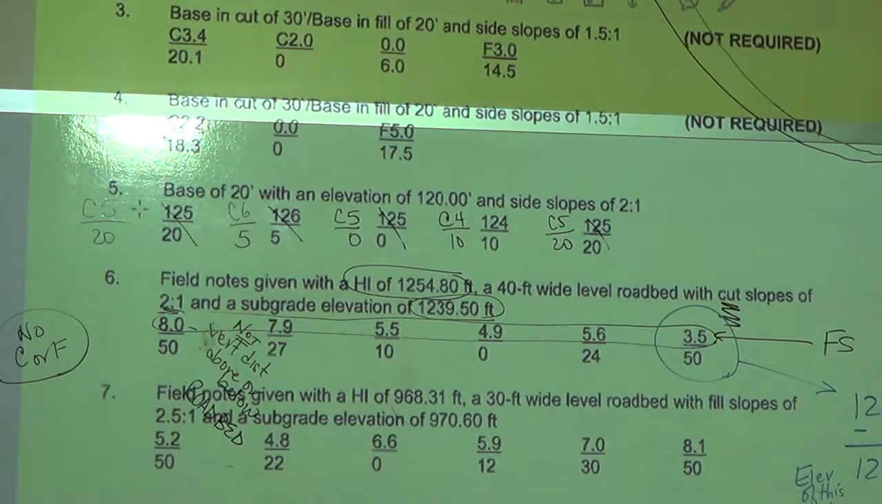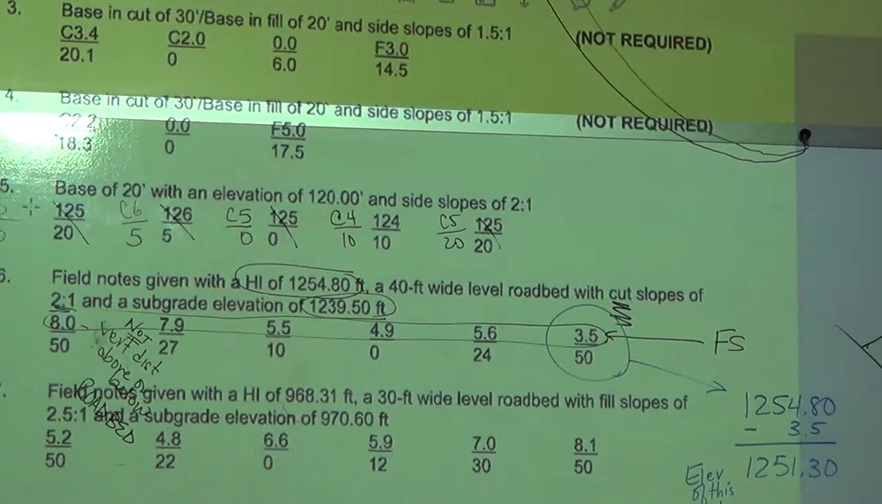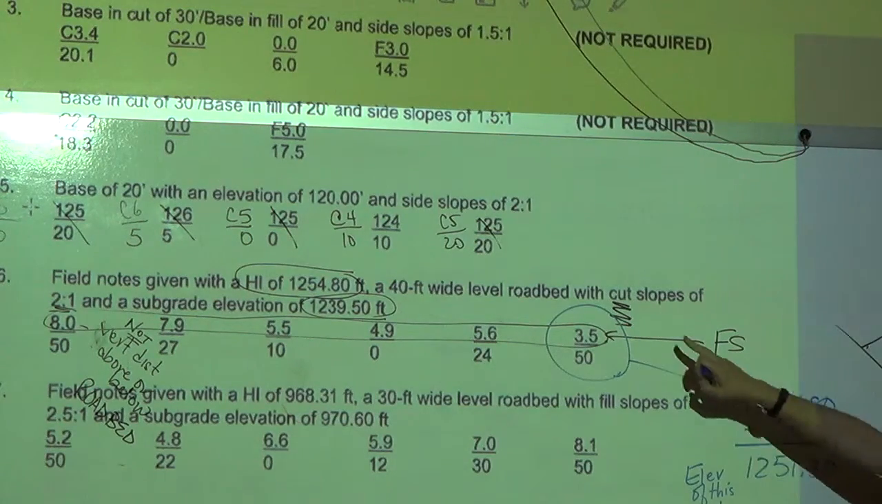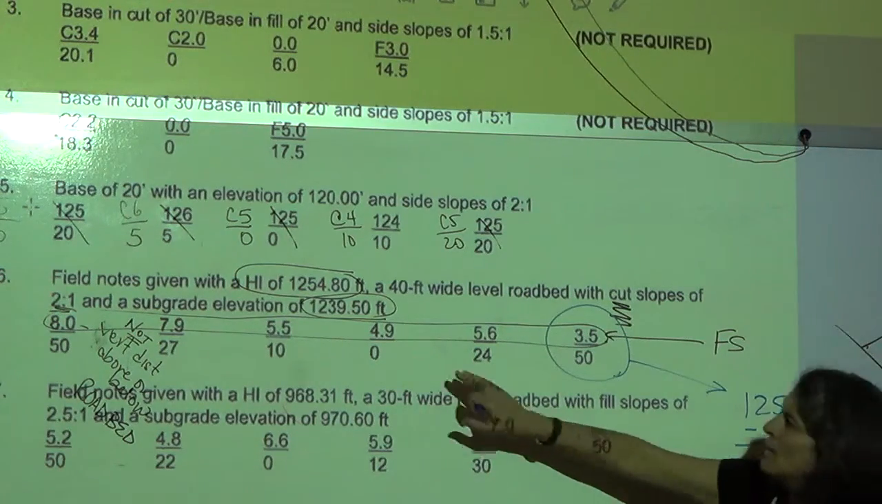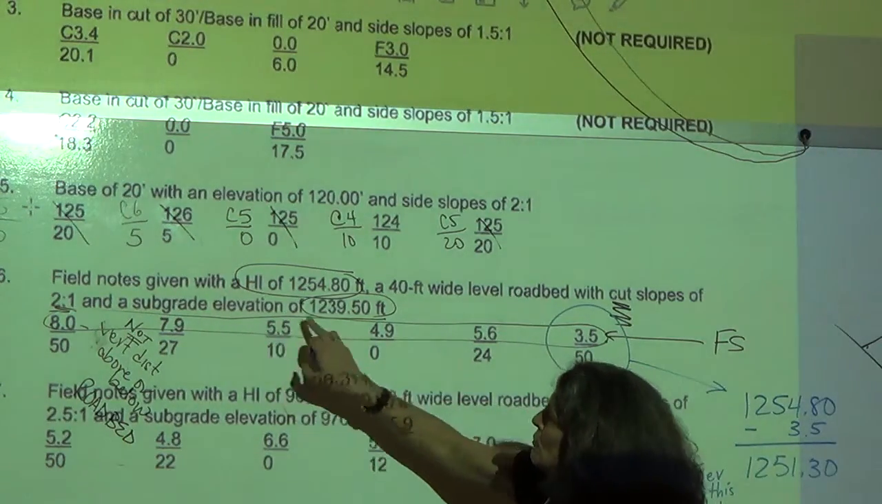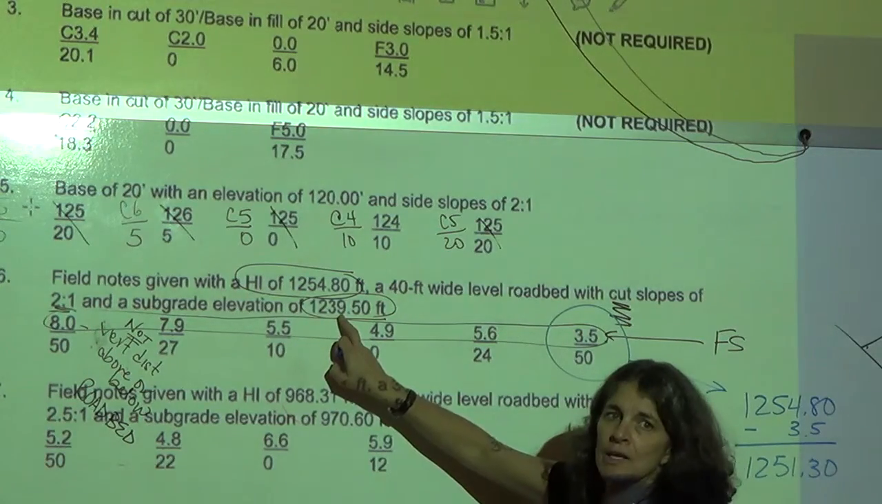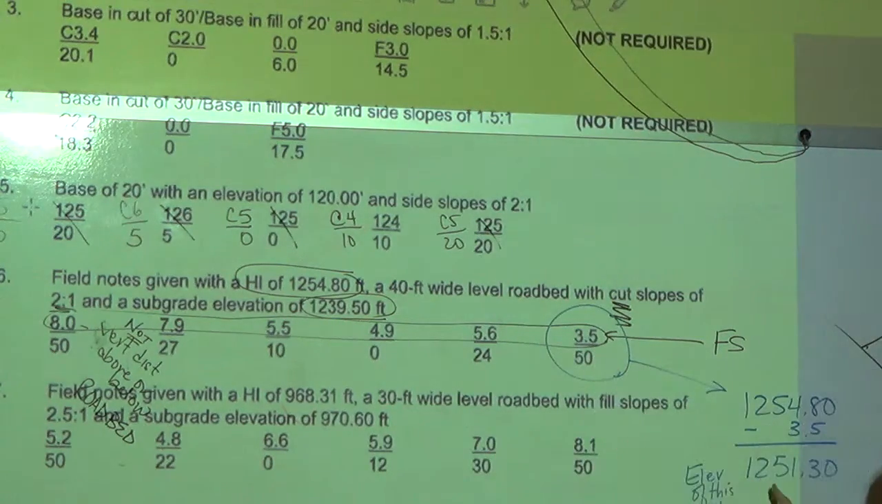Am I done? No. What do I need to do now? Well, actually, what's good is, they told us it was a cut, but now confirm for me that it's actually a cut. I was given the subgrade, the road elevation of 1239, and I calculated that the elevation of this point right here is 1251. Show me where the road is with one arm, and with the other arm, show me where the existing ground is.